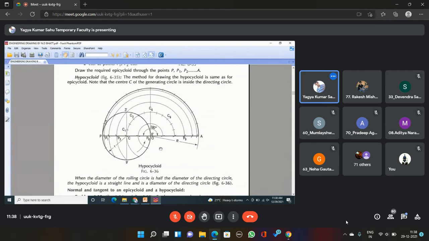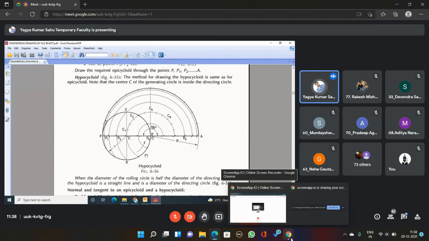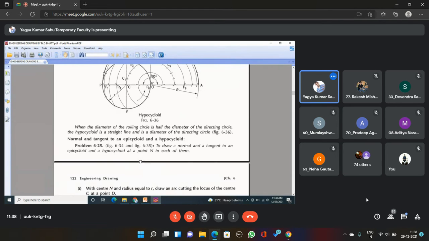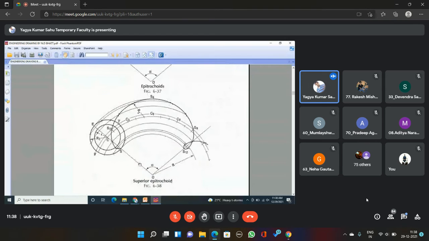Repeat: when the diameter of the rolling circle is exactly half of the directing circle, you can see in figure number 6.6, when the diameter of the rolling circle is half of the directing circle, then what about the hypocycloid? It will be a straight line, as well as the diameter of the directing circle. Tangent and normal is easy. You can easily draw tangent and normal.